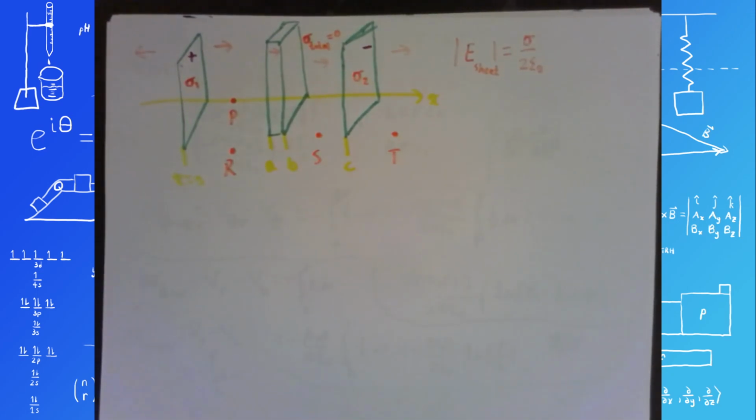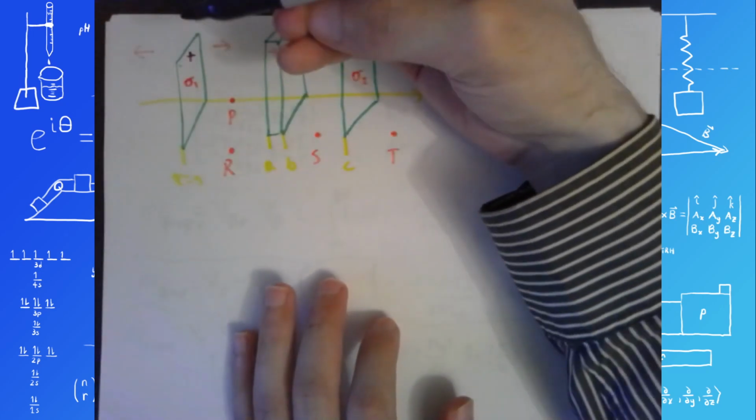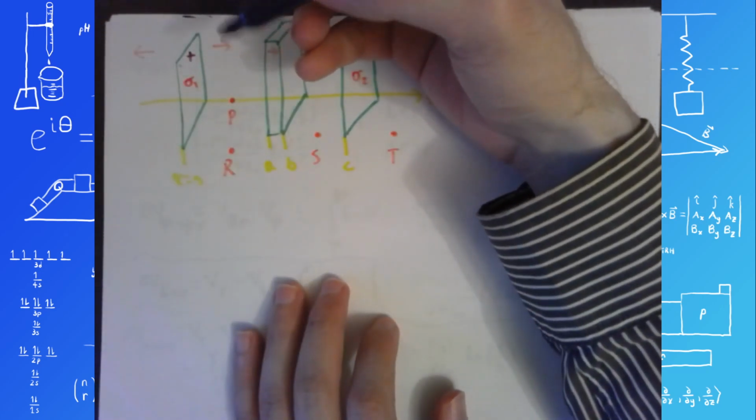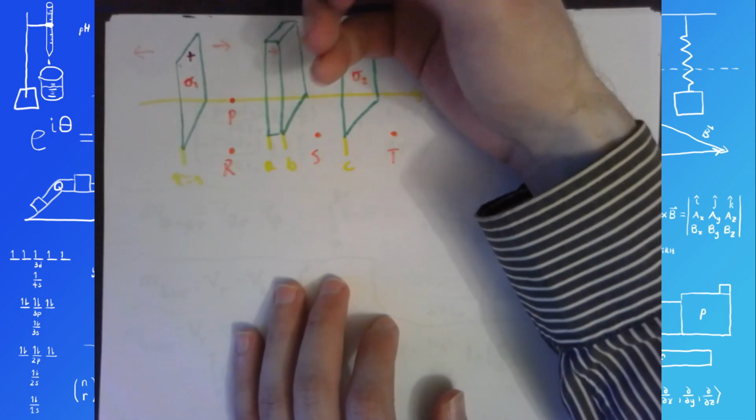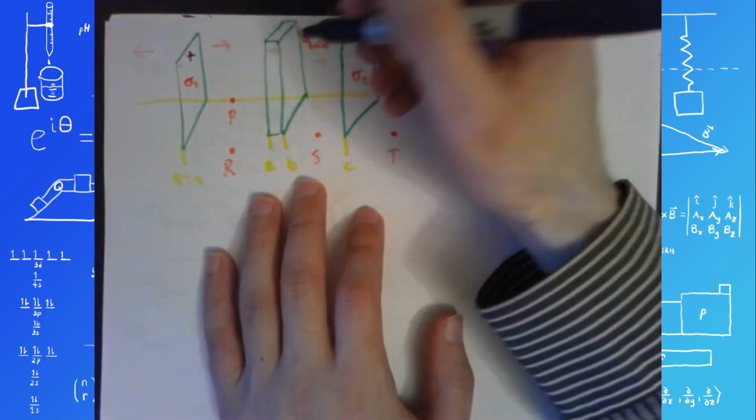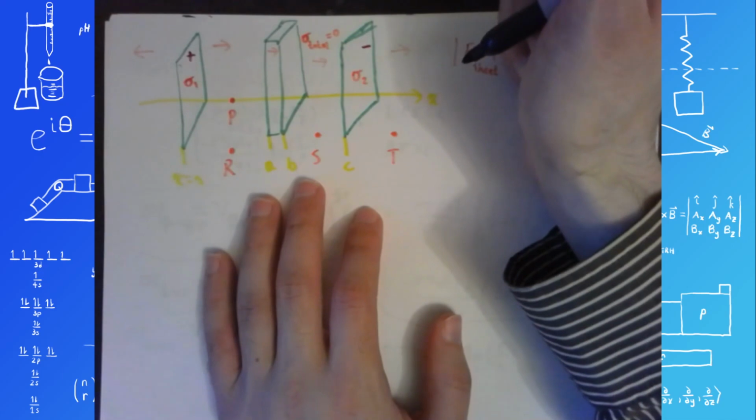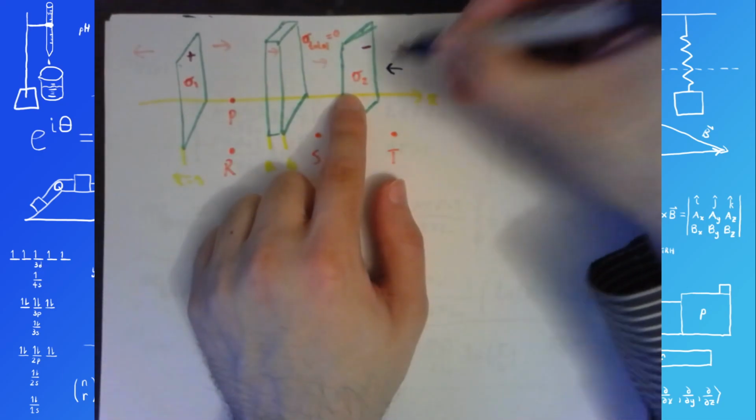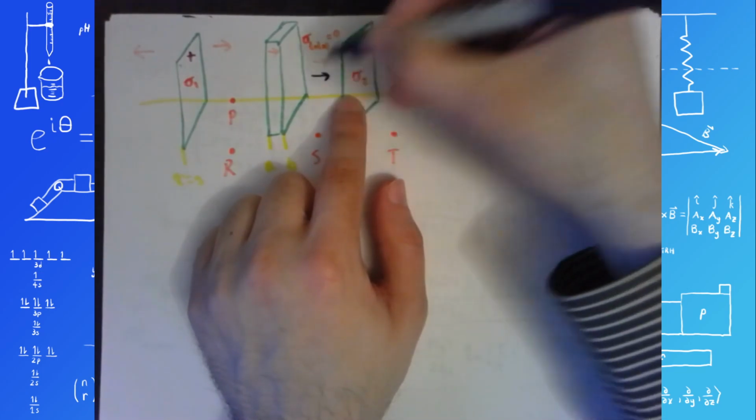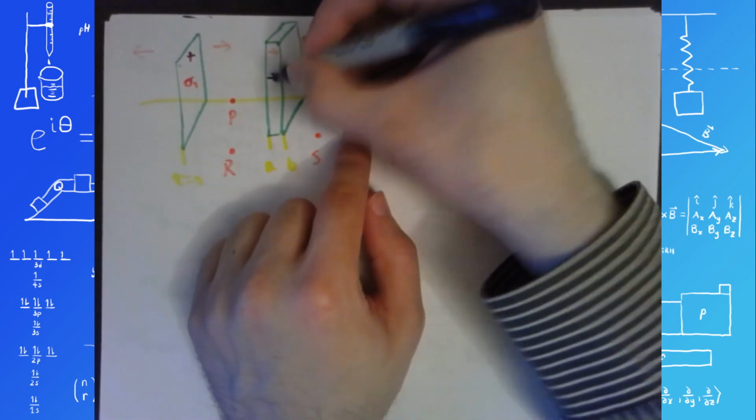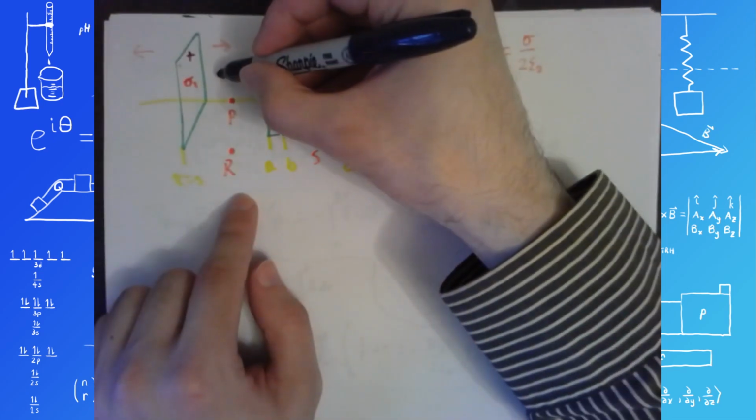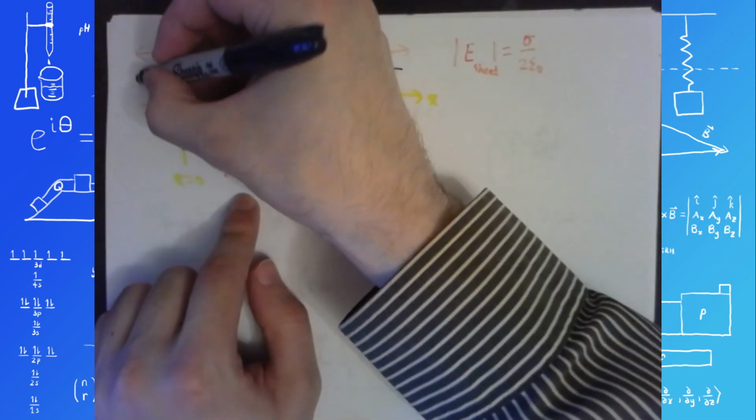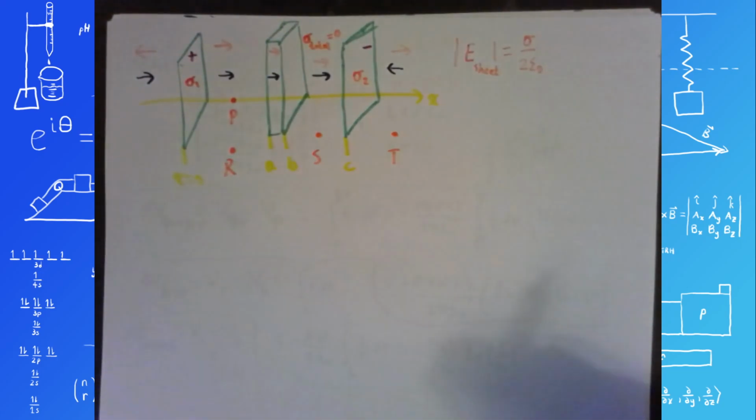So for our negatively charged sheet, let me use this navy blue color, I think it is. It's a very dark, yeah, I would say navy blue. It probably looks black to most people just through the screen. But for this thing, it's going to have electric fields that point inward. So basically that.